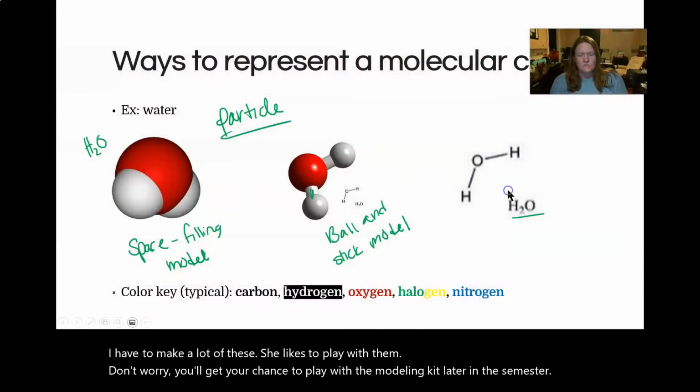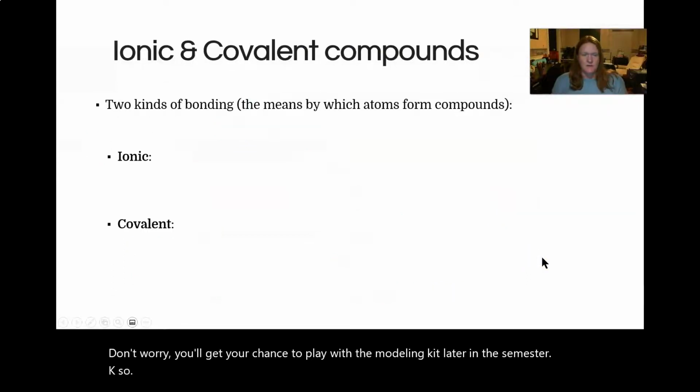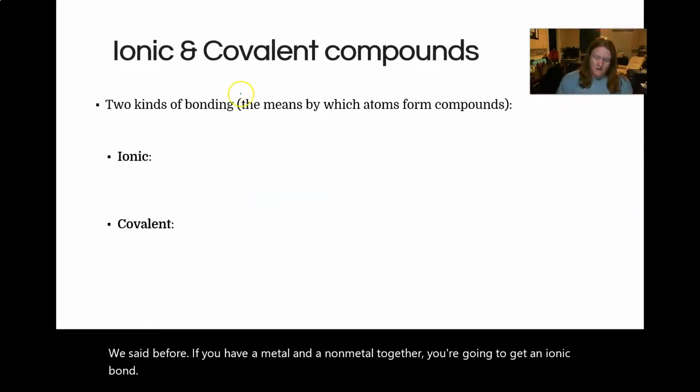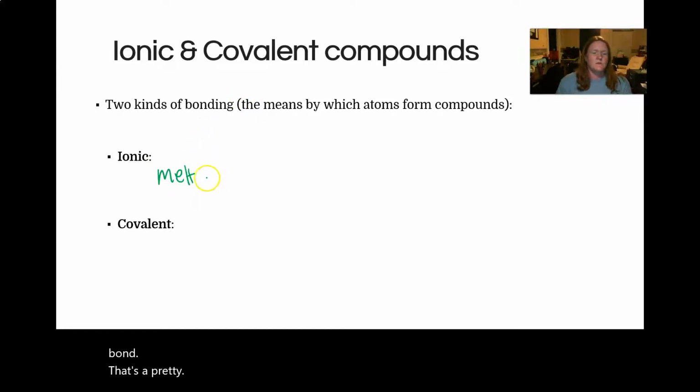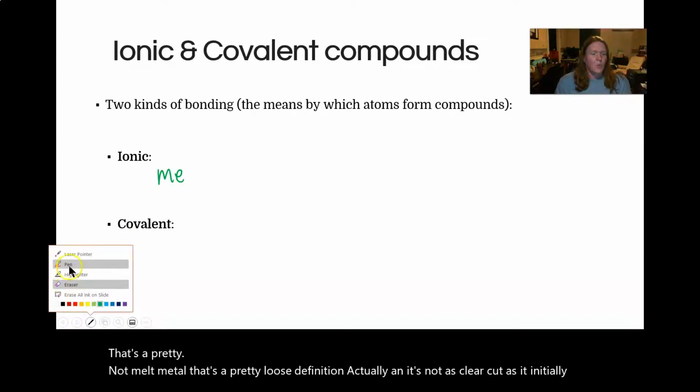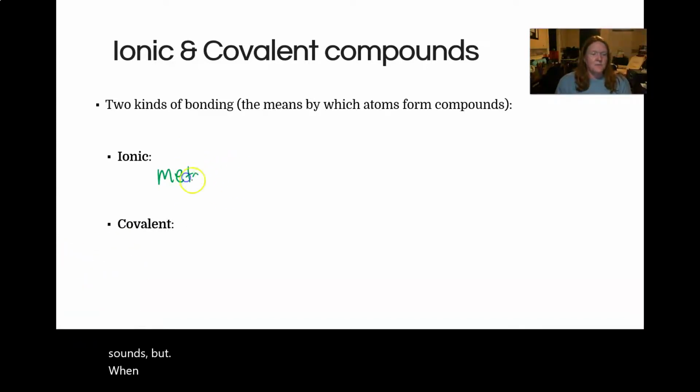Okay, so moving on to the next topic. We said before, if you have a metal and a nonmetal together, you're going to get an ionic bond. That's a pretty loose definition, actually, and it's not as clear-cut as it initially sounds, but when we name things, we accept that as the definition of ionic.